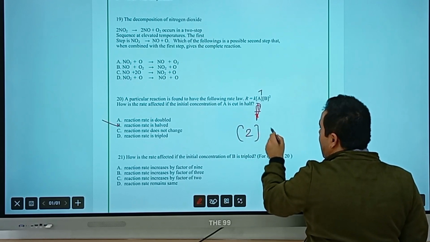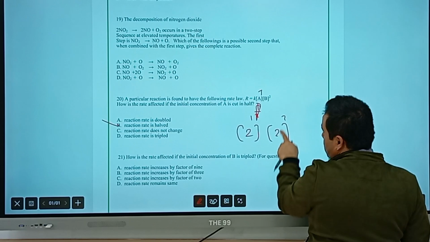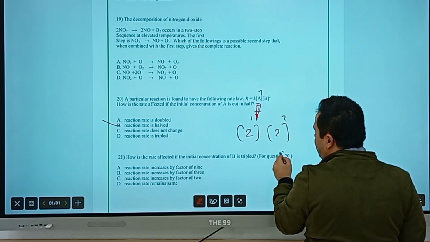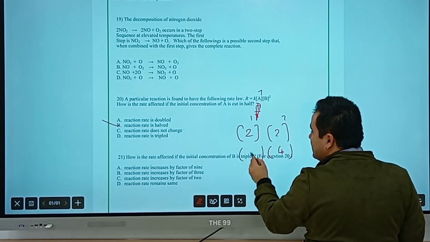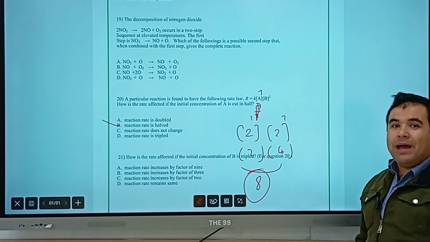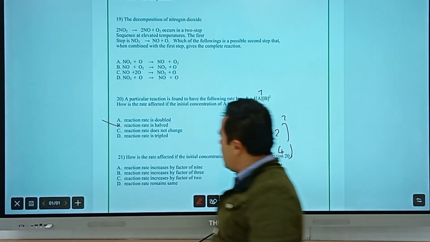Okay, double. And doubling B will quadruple the rate. So 2 squared will be 4. 4 multiplied by 2, you get 8. So the rate changes by 8 times, becoming 8 times faster than the original rate.